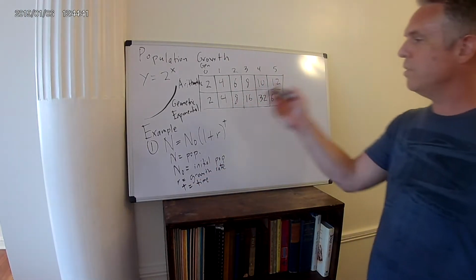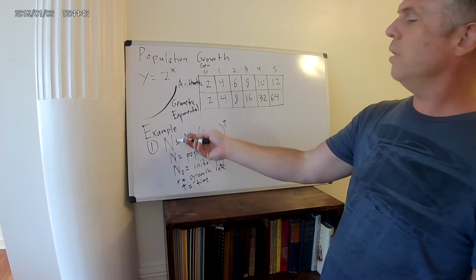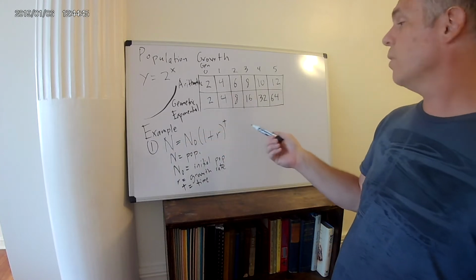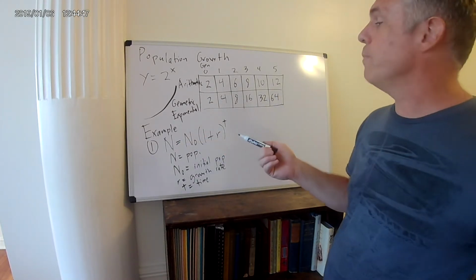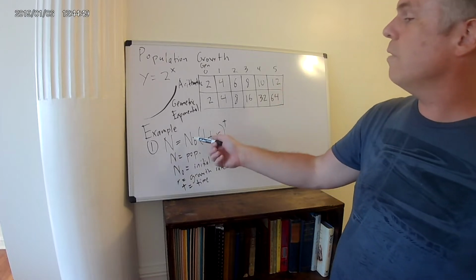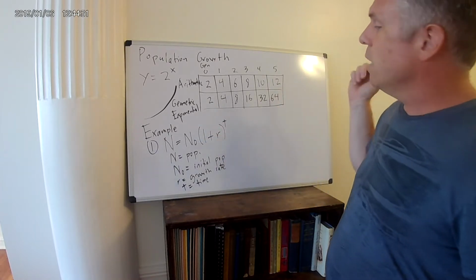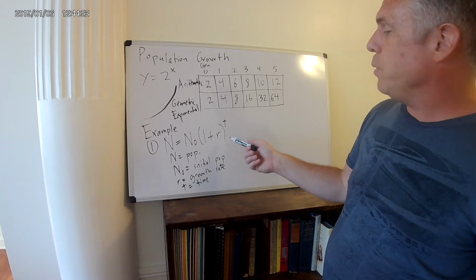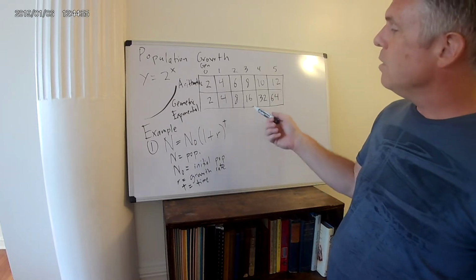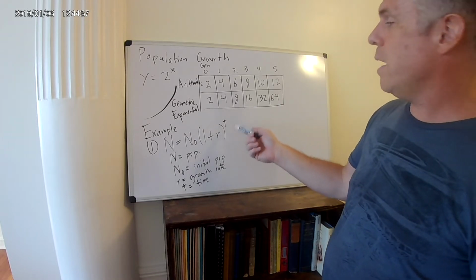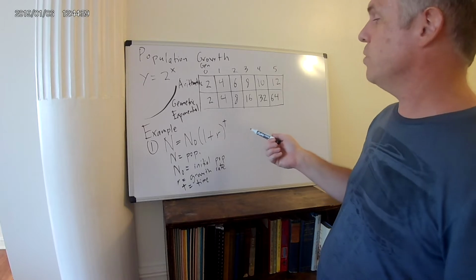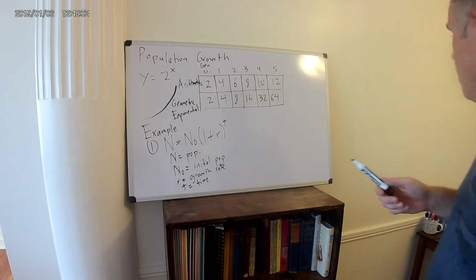So what this equation tells us is how our population grows as a function of time, and this is an equation we can use to model that growth. N0 is our initial population. R is the rate of population growth. t is the time. t is the variable because t is in the exponent. This is an exponential equation, and this models population growth.